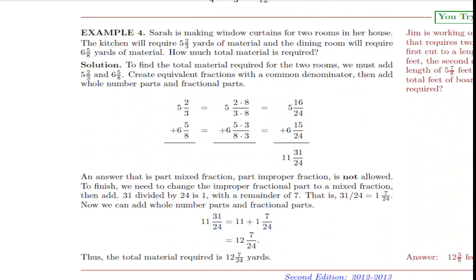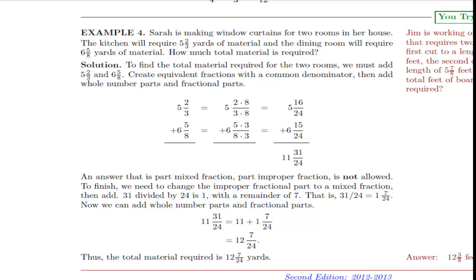Example 4. Sarah is making window curtains for 2 rooms in her house. The kitchen will require 5 2/3 yards of material, and the dining room will require 6 5/8 yards of material. How much total material is required? Solution. To find the total material required for the 2 rooms, we must add 5 2/3 and 6 5/8. Create equivalent fractions with a common denominator, then add whole number parts and fractional parts. The common denominator is 24.